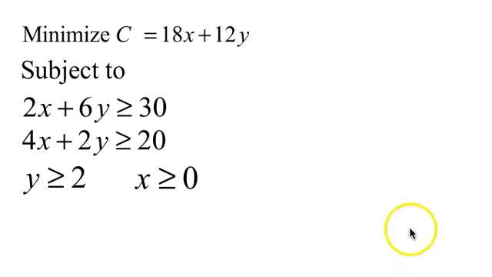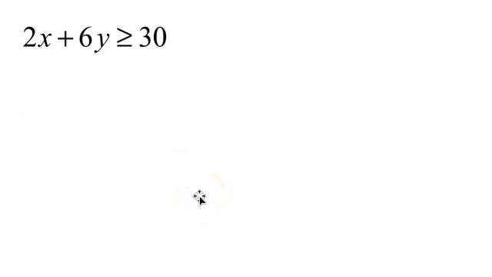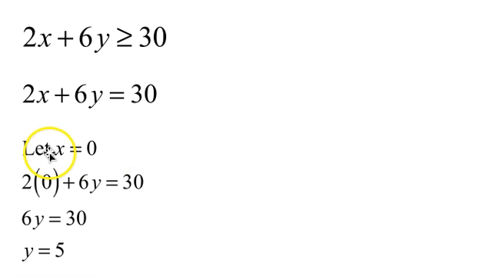So again, there's the function we're minimizing, subject to these, in essence, 4 constraint equations. So let's start with 2x plus 6y greater or equal 30. I will solve this as an equal first. 2x plus 6y equals 30. And I like to solve this using the intercepts. So if I let x be 0, 2 times 0 plus 6y is 30. So 0 plus 6y is 30. 6y is 30, y is 5. So if x is 0, y is 5.